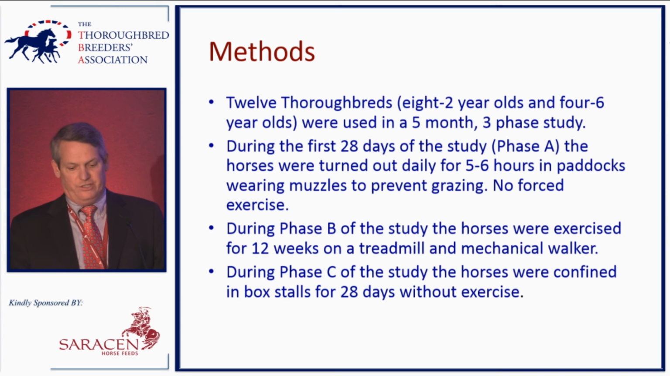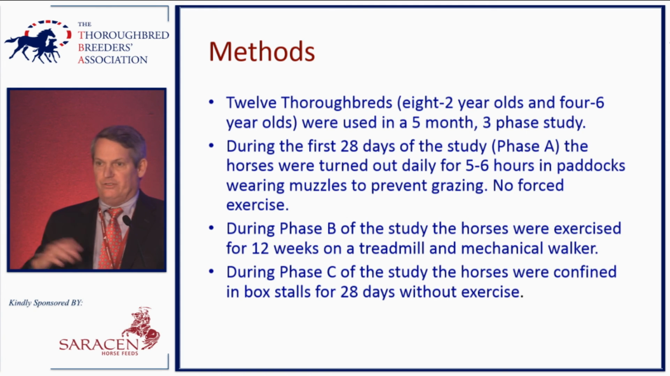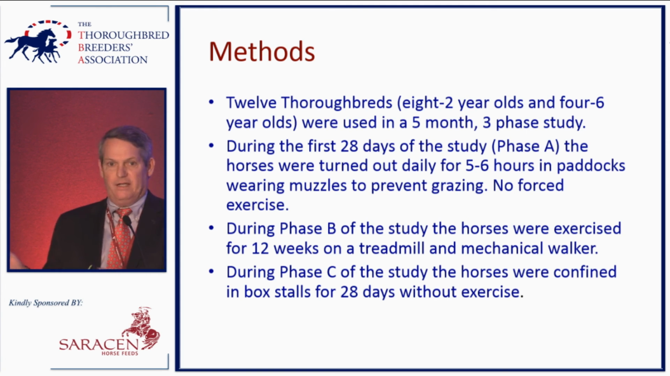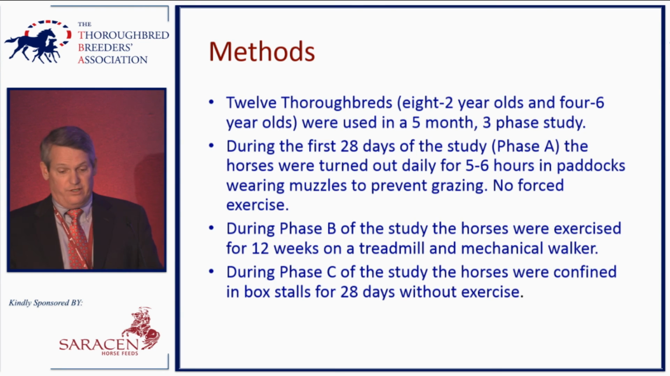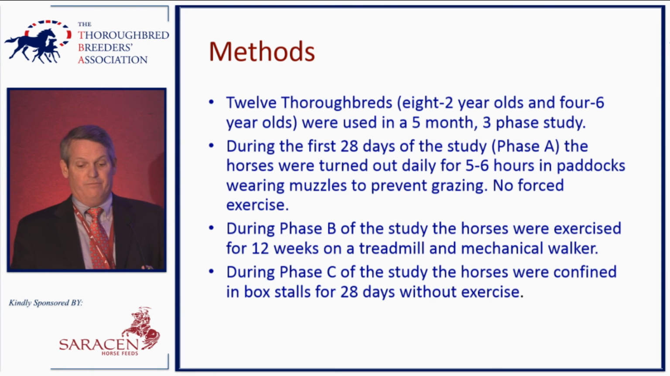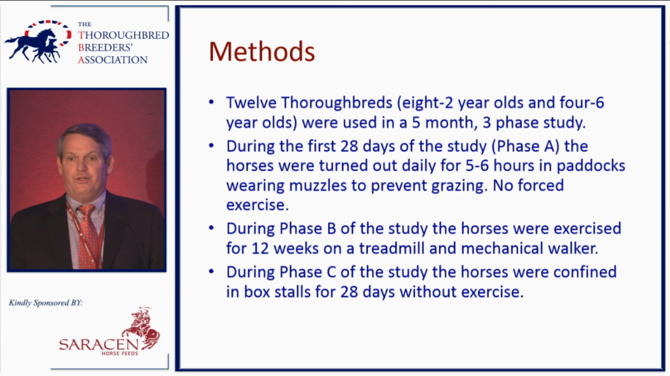We used them in a 5-month, 3-phase study. During the first month of the study, phase A, the horses were turned out daily in a paddock for 5 to 6 hours, but they weren't forced to exercise. So the rest of the time they lived in their stalls. They just got turned out for 5 or 6 hours a day. Phase B, we put the horses in training on our high-speed treadmill.